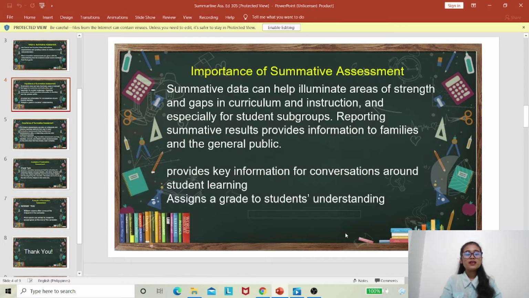The second one, it provides key information for conversations around student learning, and assigns a grade to students' understanding. So, this summative assessment will tell how well the students are learning and what things are learned by the students at the end of the units. And this summative assessment is very important for the grading of every student.